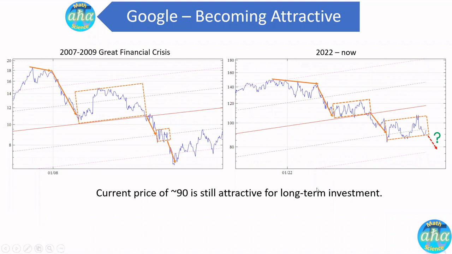If you're gonna hold Google for the long term, at these kinds of levels, the middle 90s, one can actually start a position. And if the price indeed drops towards the 70, 80 level, you can just add more positions.